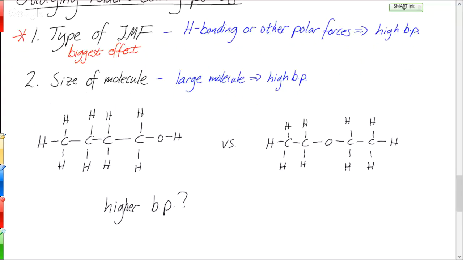All right, so how many people said the first one would have the higher boiling point? How many groups said the second one? How many groups couldn't decide? Everybody's sort of decided. Okay. So let's talk about those reasons. All right, you all said the first one. What was your reasoning for that?